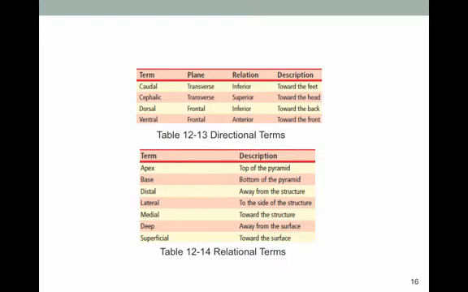12-14, relational terms. Apex, which would be the top of the pyramid. An apex or an apical pulse is the top of the pyramid on the heart. A base, bottom of the pyramid, which in the heart's case is up towards the top. Distal, away from the structure. Lateral, to the side. Medial, towards the structure, towards the middle. Deep, away from the surface. Superficial, towards the surface.